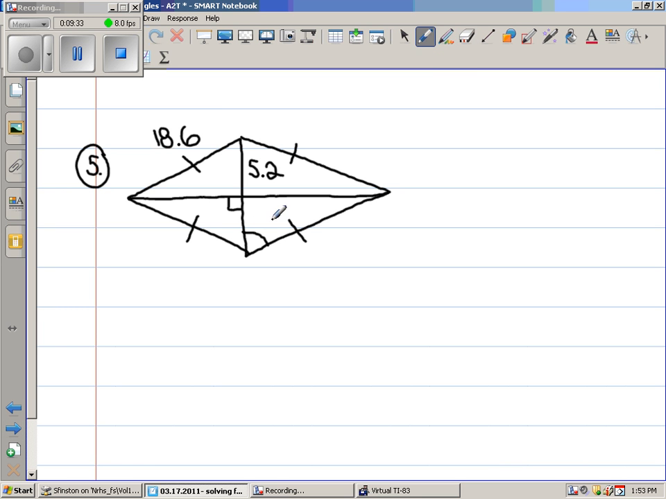Let me just fix this. That angle is supposed to be x, and for anybody confused, what they're talking about is that this length right here is 5.2. Okay? So good luck. That's okay, Alicia. We're going to let you go.